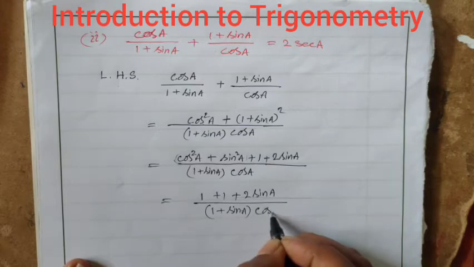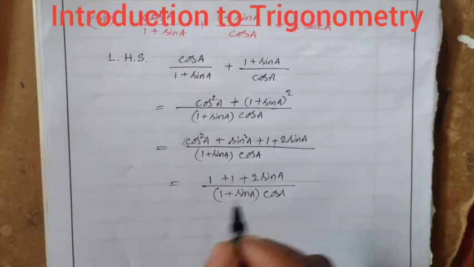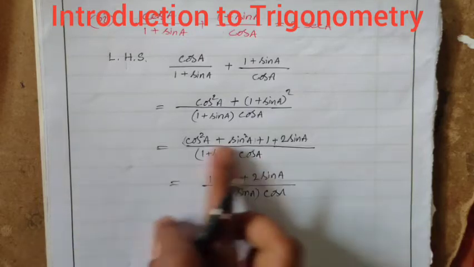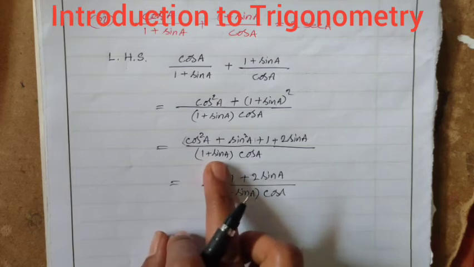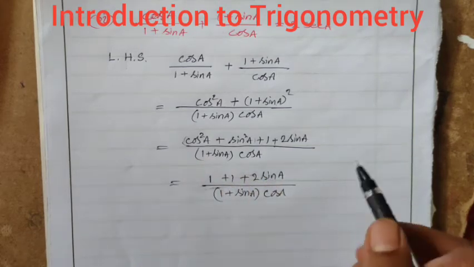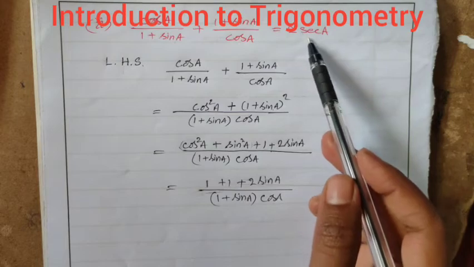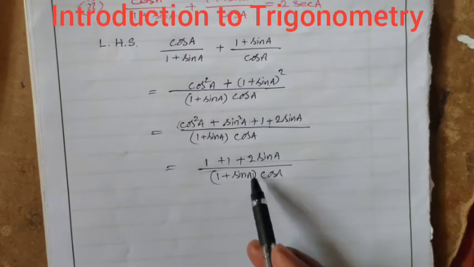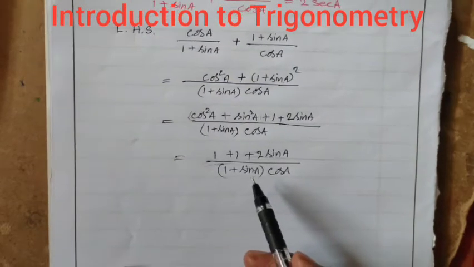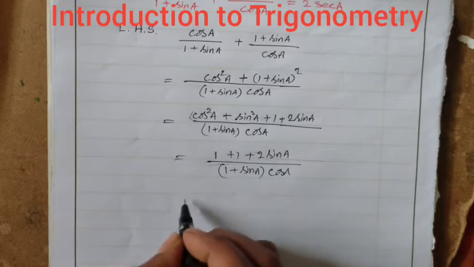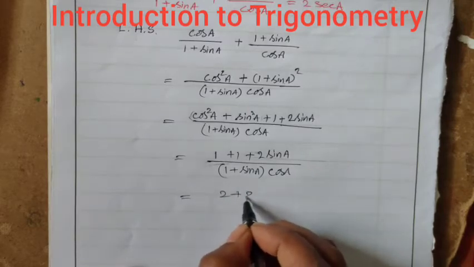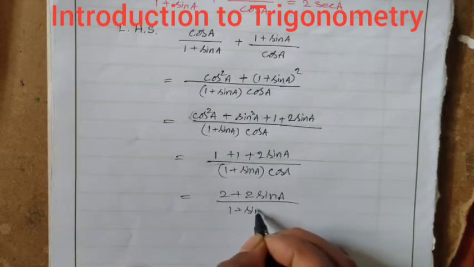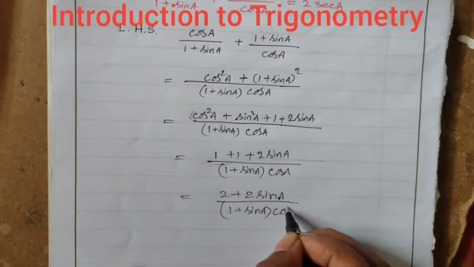Here you don't multiply. So in trigonometry, first we have to plan which can be multiplied and which can be written as it is. So here I don't multiply the denominator, because I want to get the answer as sec. Now you can observe the numerator. In numerator 1 plus 1 is what? 2. 2 plus 2 sin A divided by 1 plus sin A into cos A.